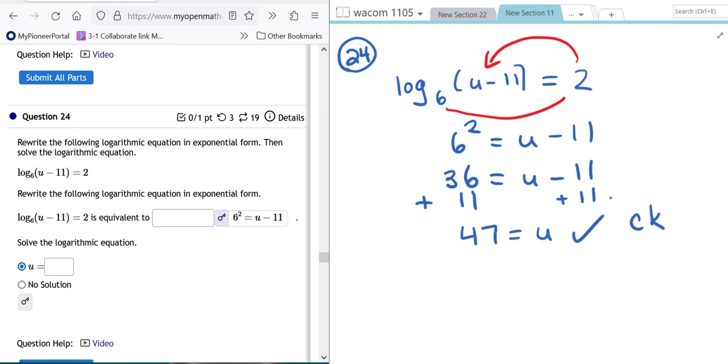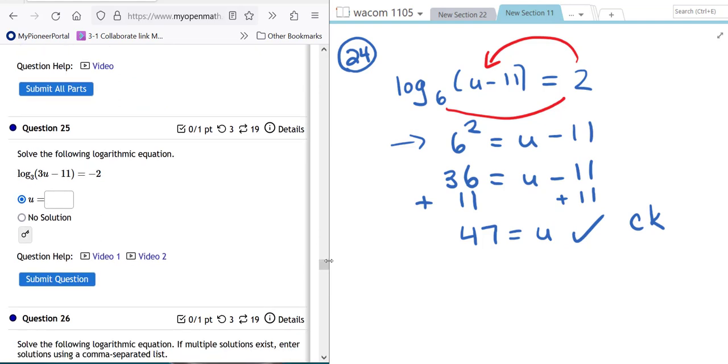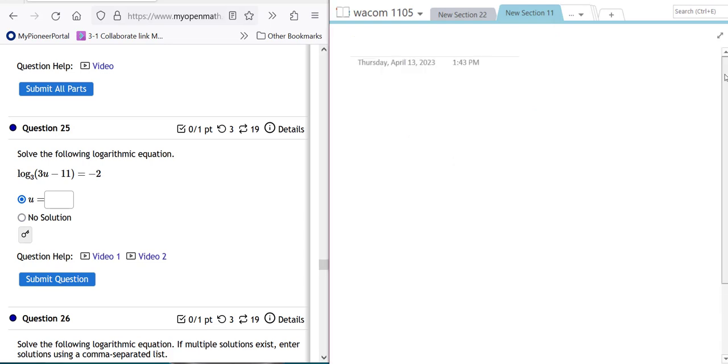Oh, this, I didn't check it there. This was what they wanted first. Changing the form. Right, 25 is also going to have us change the form.